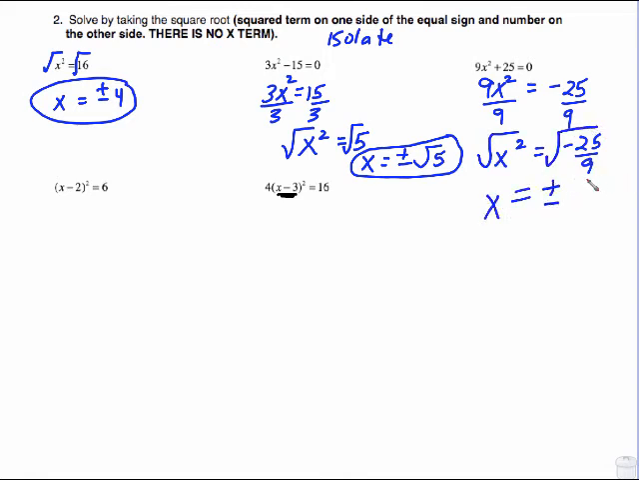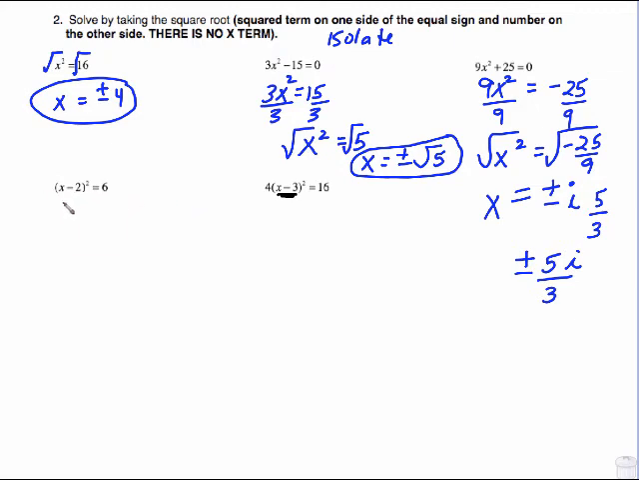Now we've got some simplifying to do here. First off, remember the square root of a negative produces an i. Square root of 25 is 5. Square root of 9 is 3. Now that looks silly with the i in front. So this is actually plus or minus 5i over 3, or 5/3 i. Remember, when you take the square root of a negative, that's when you're going to get the imaginary number.